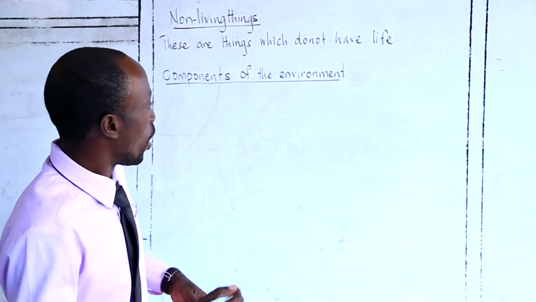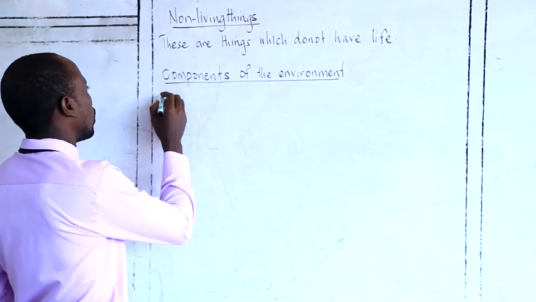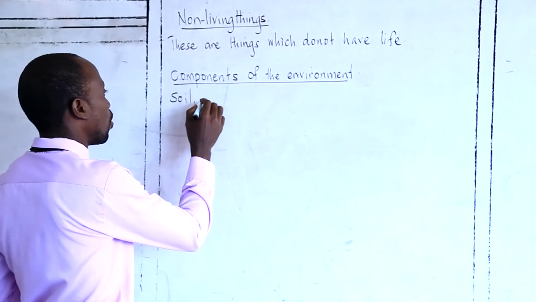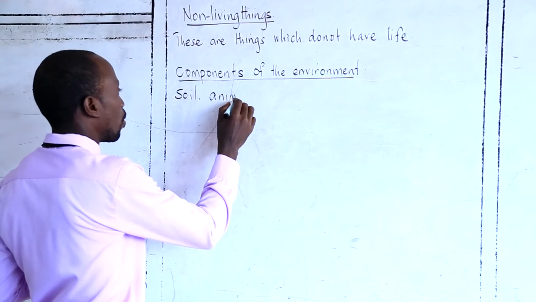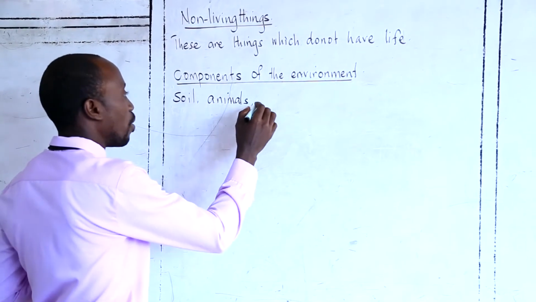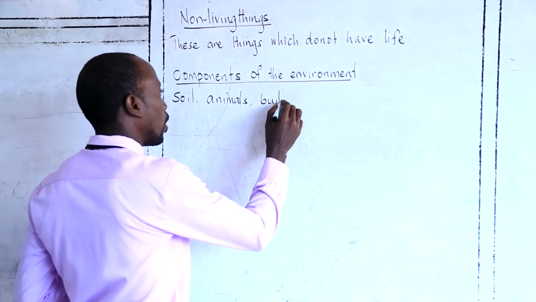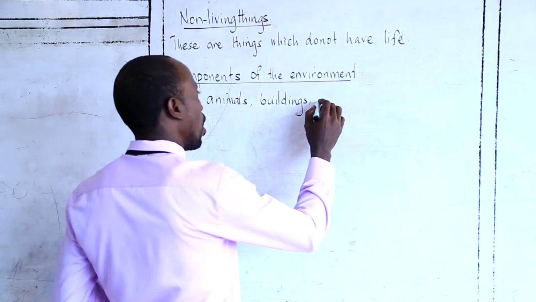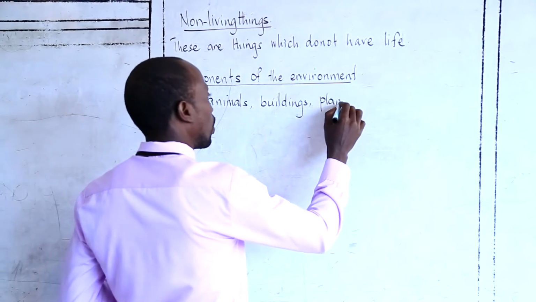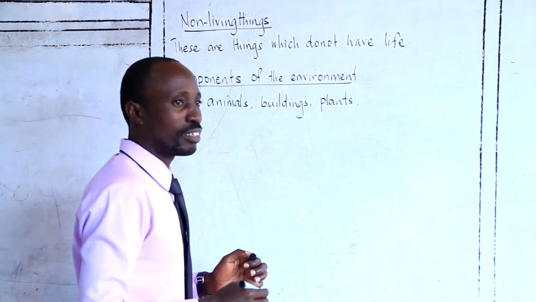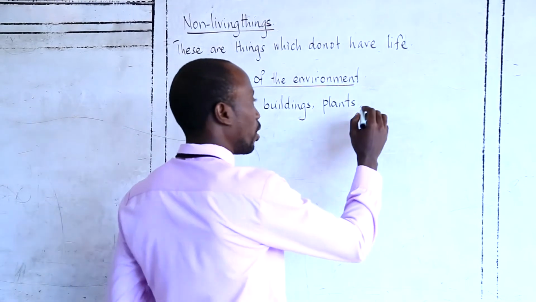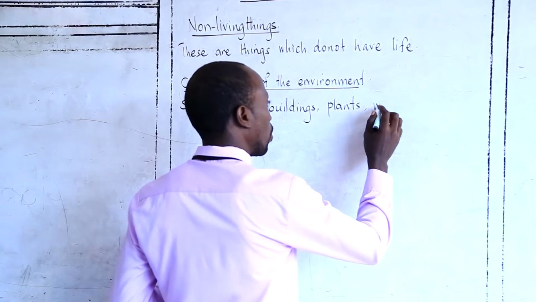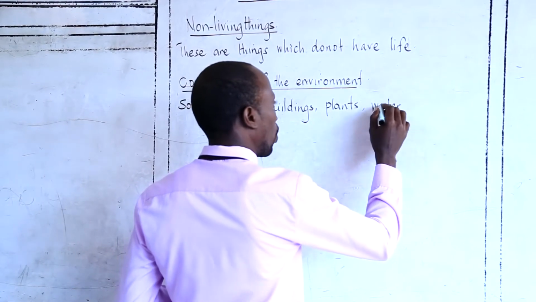Okay? So, components of the environment include soil. Okay? We have soil. We have animals. Okay? We have buildings. Okay? These are all components. Buildings. We have plants. Okay? We have plants. What else do we have? Lakes and rivers. We can call those water bodies. Okay? We have water bodies.